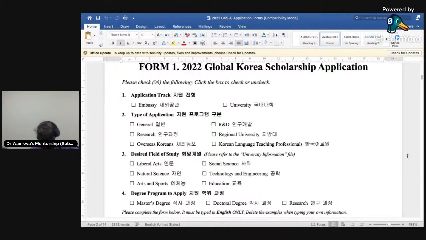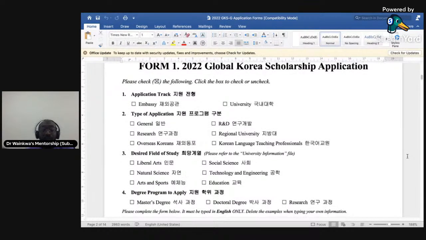For example, let's say you're applying to Seoul National University, or Kangwon National University, and that year Kangwon National University is not participating. If you send your documents to Kangwon National University, you're going to lose the scholarship, because no university here has the time to start sending your documents to other universities. Check this information thoroughly and be very, very careful. For your desired field of study, you should refer to the university information file as well.